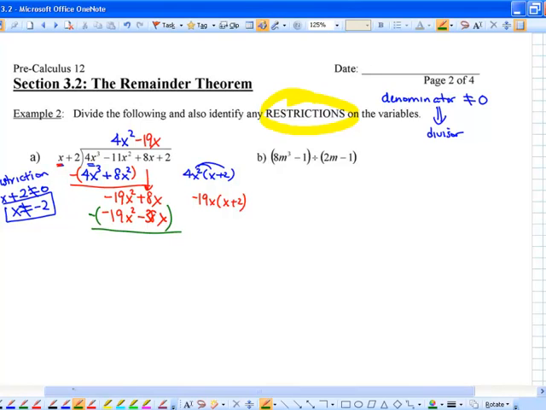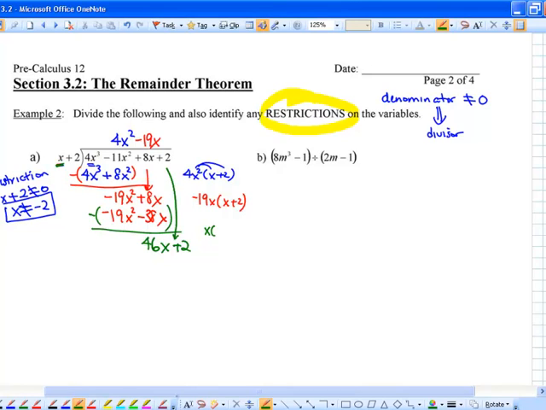Notice here, negative 19x squared take away negative. 2 negatives put together make a positive. And negative 19 plus a positive 19 gives you 0. That's great. 8 take away negative 38 is the same thing as 8 plus 38. That gives us 46x. I'm just going to pull down my next term and ask yourself now, x times what gives you 46x?